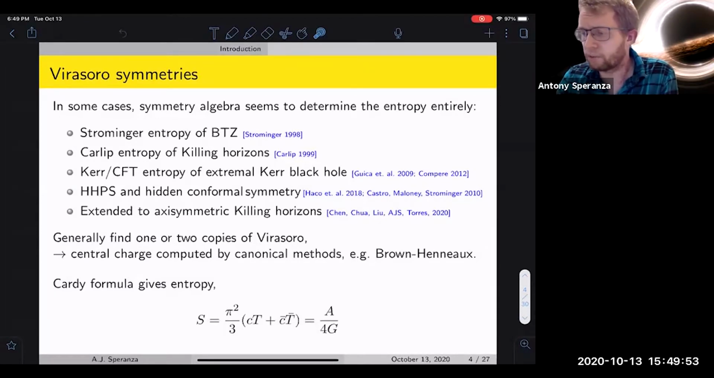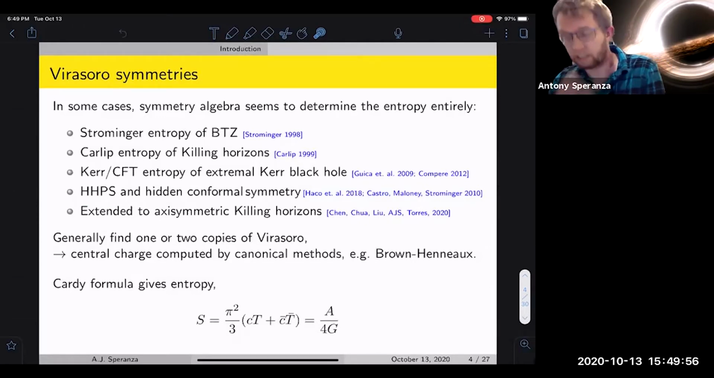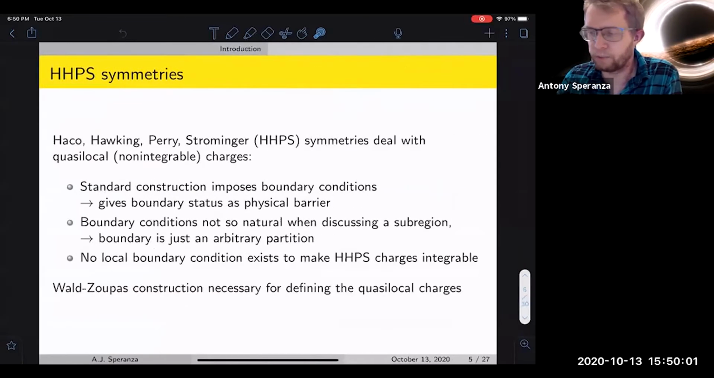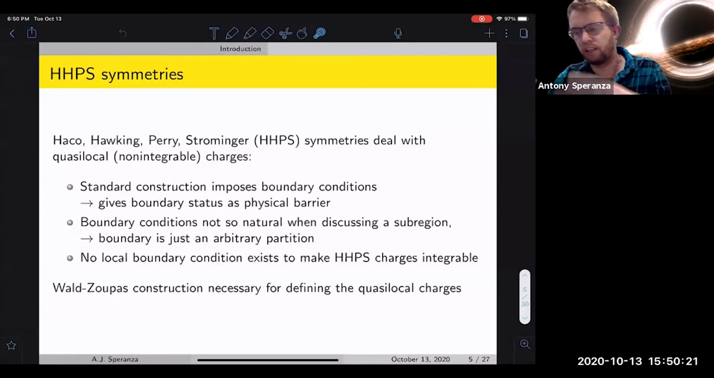So as I said, we're interested in this HHPS construction and generalizations of it. It's interesting from this quasi-local charge perspective, essentially because the charges they considered are what I would call genuinely quasi-local, or sometimes called non-integrable. What that means is, in standard constructions, say by Carlip, you generally have a horizon, and then you start imposing boundary conditions on the horizon. These boundary conditions are supposed to make whatever transformations you're considering integrable. So you have a closed system associated with the external region.